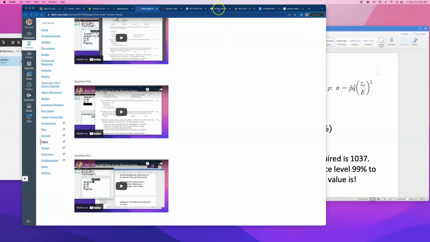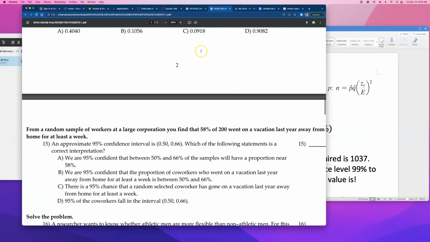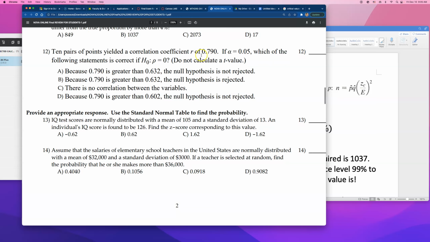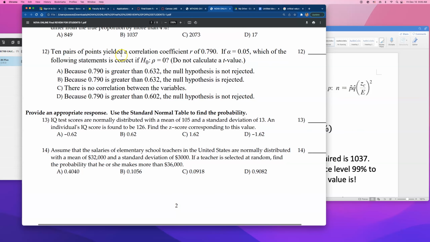All right, let's go over number 12 in this video. Number 12 on the final exam review. So 10 pairs of points yielded a correlation coefficient R of 0.79. If alpha equals 0.05, which of the following statements is correct?